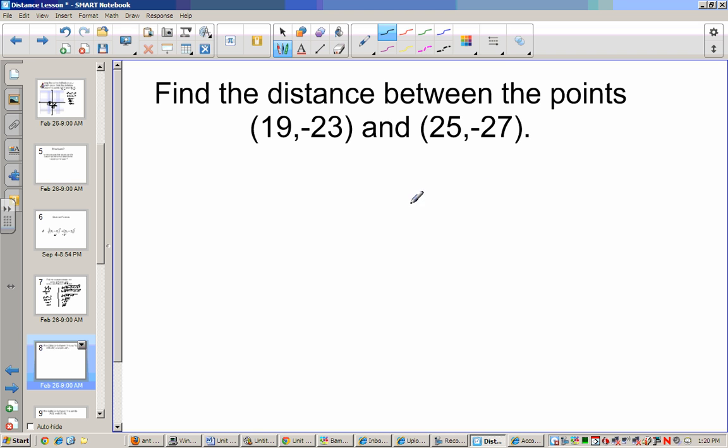Find the distance between (19, -23) and (25, -27). You can do either method. Pause the video and see if you can do it on your own. All right, hopefully you're done. From 19 to 25, that moves over a distance of 6. From negative 23 to negative 27, that has a distance of 4.